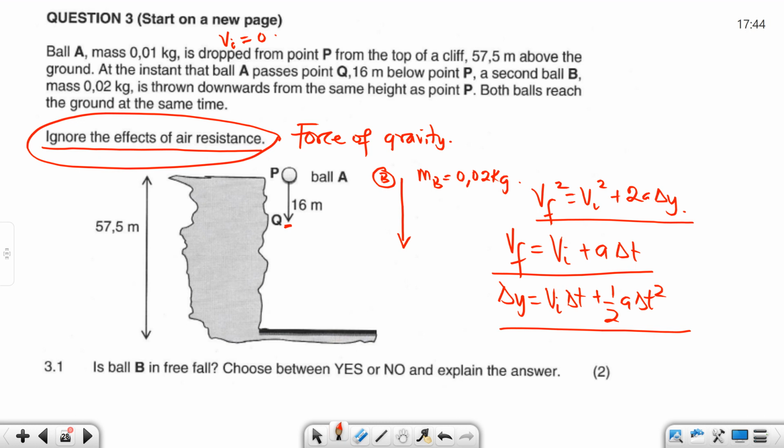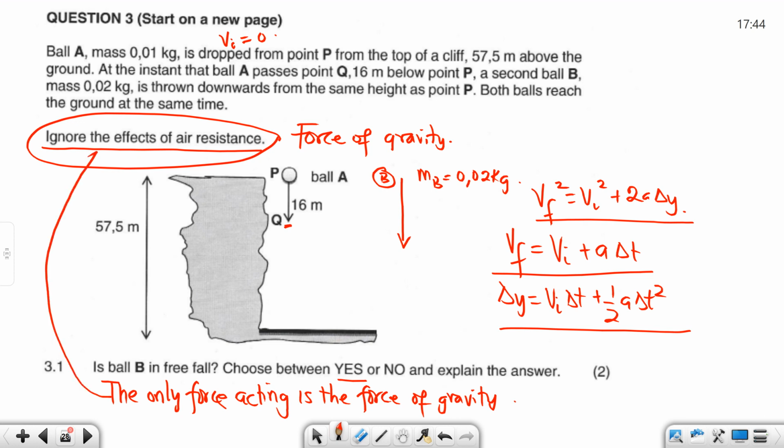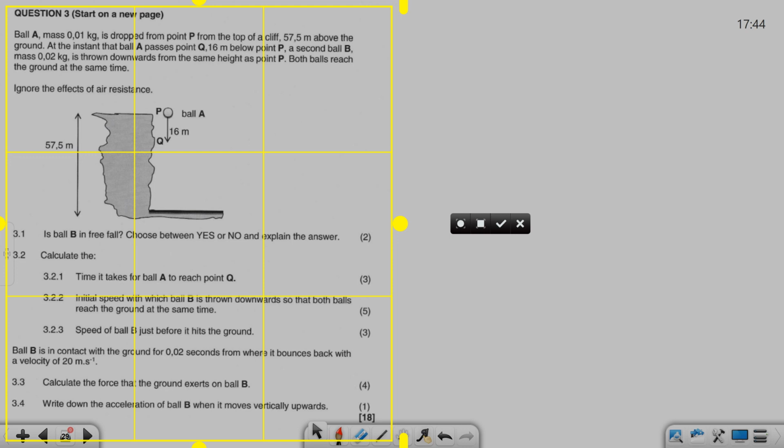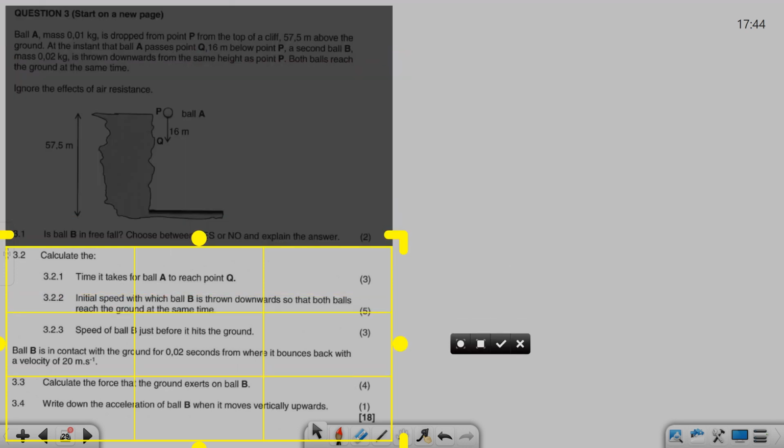No, it has nothing to do with mass. Because all my formulas here, do you see mass there? No. So is B a free fall? All right, yes. Why? The only force acting is the force of gravity. And that happened because they told us to ignore air resistance. Okay, let's run quickly to get to calculations. Now, calculate the time. I'm just going to do this so that we can see the questions.